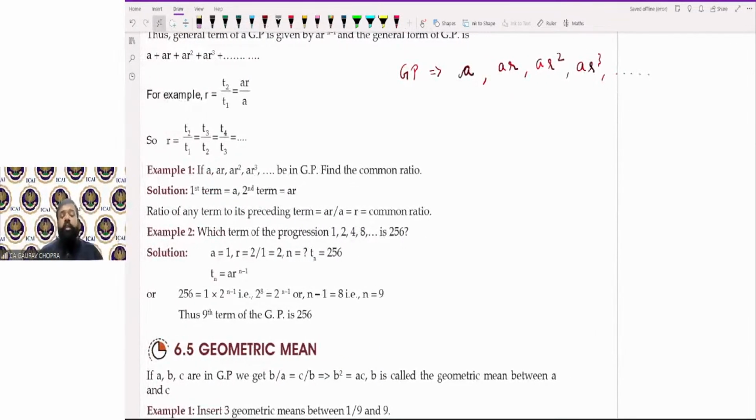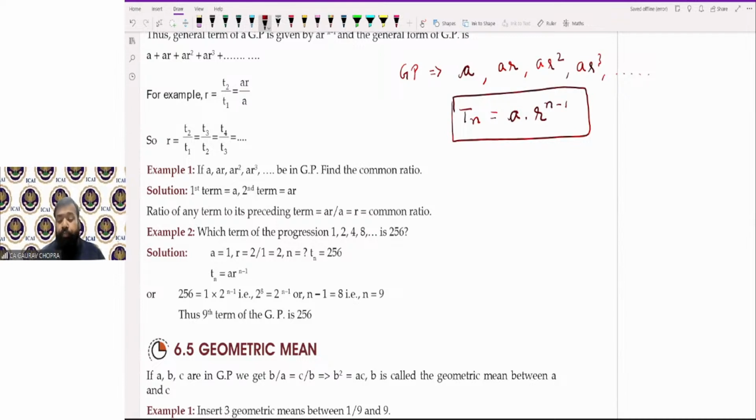So here there is a simple formula to find the nth term of the GP. What is that formula? Nth term is equal to A multiplied by R to the power of n minus 1. This is the basic formula, the common formula. So in this way, you can simply calculate the term.